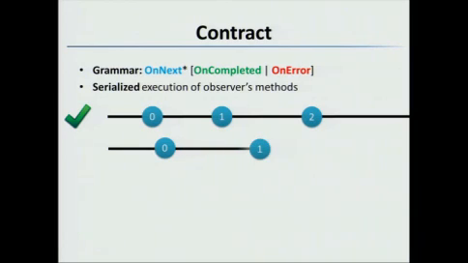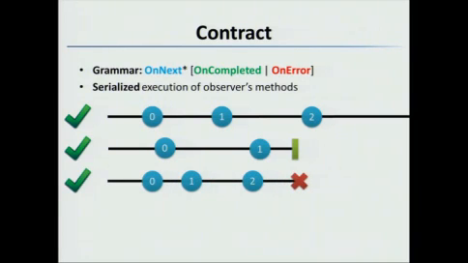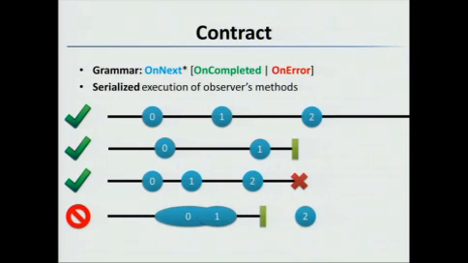Similarly, this is also conforming, but this one actually terminates with a completed message. So this has onNext 0, onNext 1, onNext 2, and then an error. And that's also good. But here's an example of one that's bad in two ways. The first is that it sends two onNext messages that overlap in time. The second is that it actually sends a message after the completed message, which is also not acceptable. And so let's take a deeper look at what we can do with observables and how they're like events.